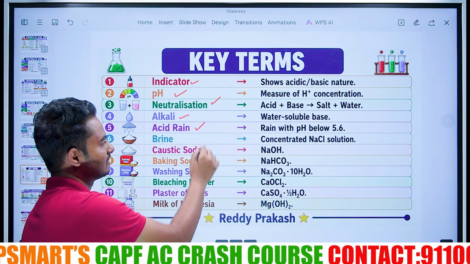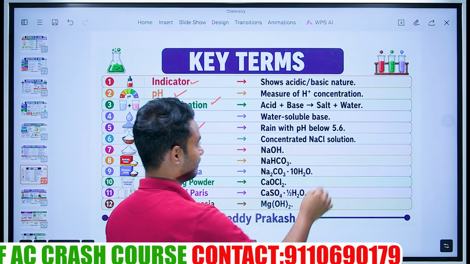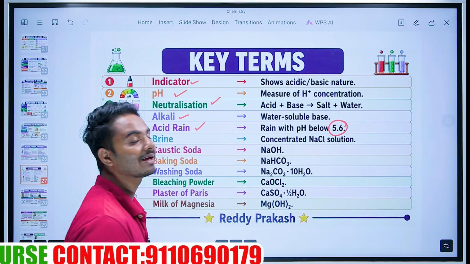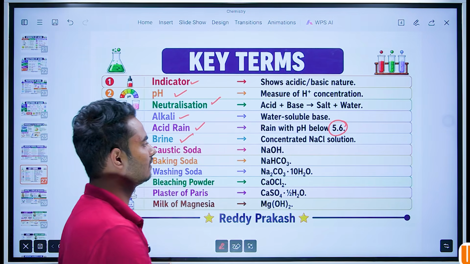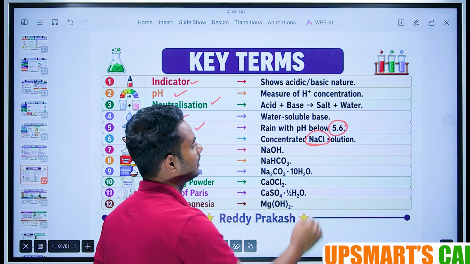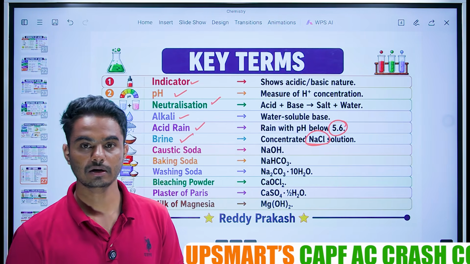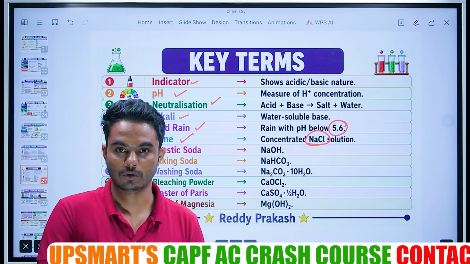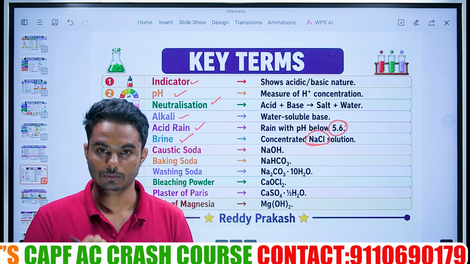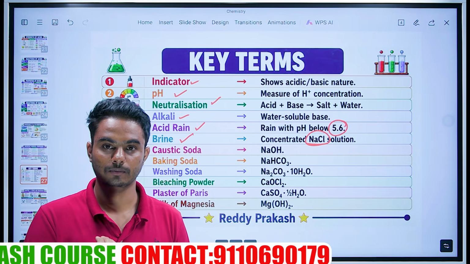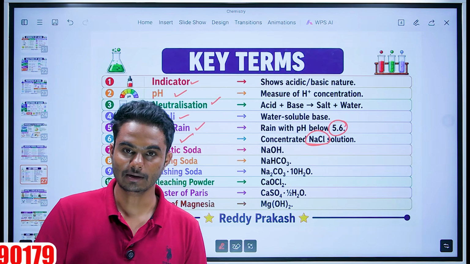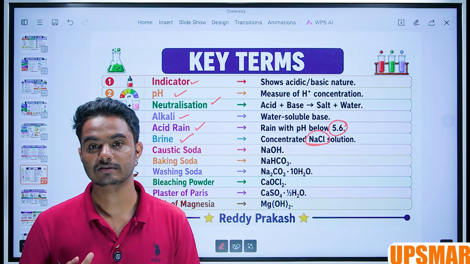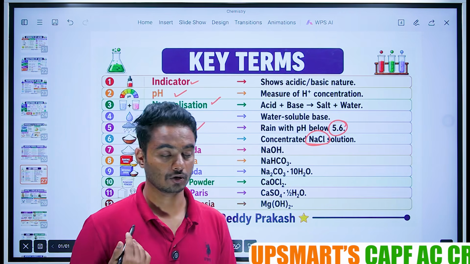You know what acid rain is, right? Remember the number. If it is below 5.6, then it is acid rain. You know what brine is, right? Brine is concentrated NaCl solution. Concentrated sodium chloride solution is called brine. While processing the brine, that is sodium chloride, we'll get what? Acid. Which acid? HCl, hydrochloric acid.